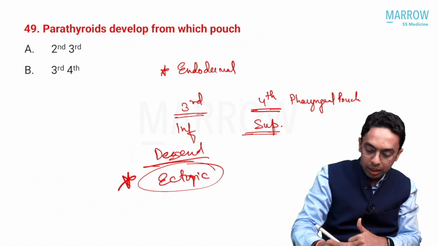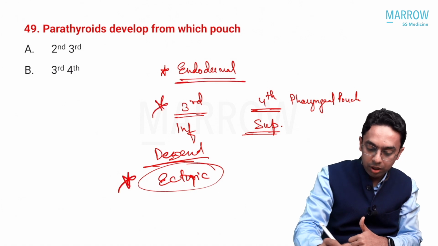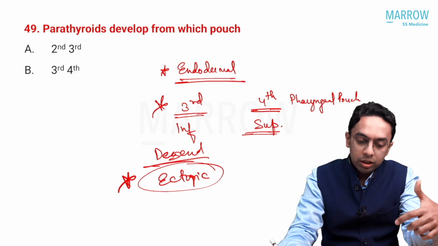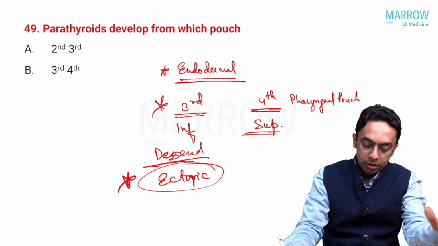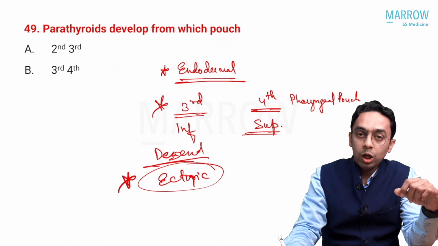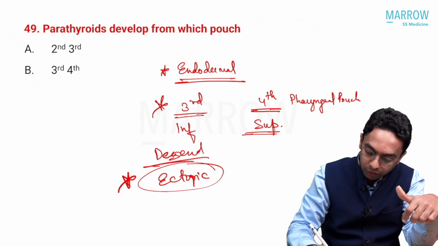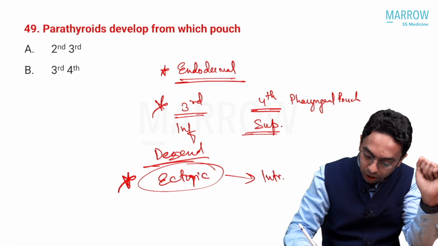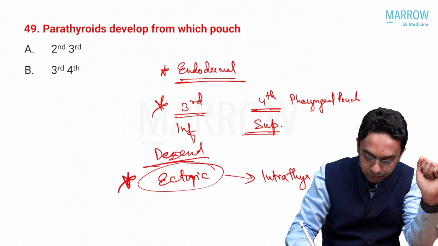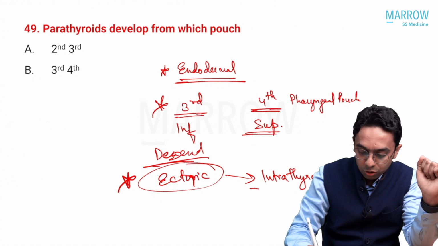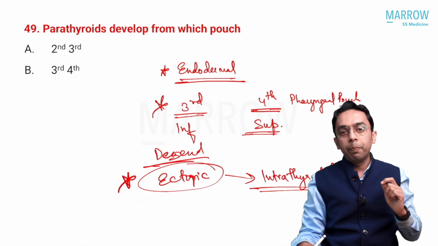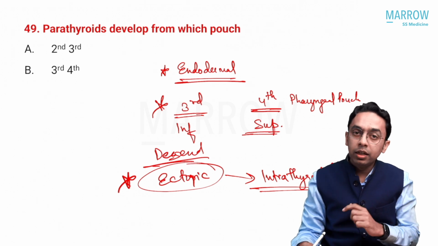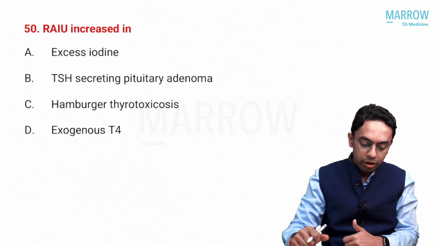These have been asked many times. This is endodermal. They originate from third and fourth pharyngeal pouch, and more ectopic is with inferior parathyroid gland than the superior. And also they have asked most common location. Most common location is intrathyroidal. So most common ectopic parathyroid glands are inferior parathyroid glands, which are intrathyroidal. All these MCQs have been asked.